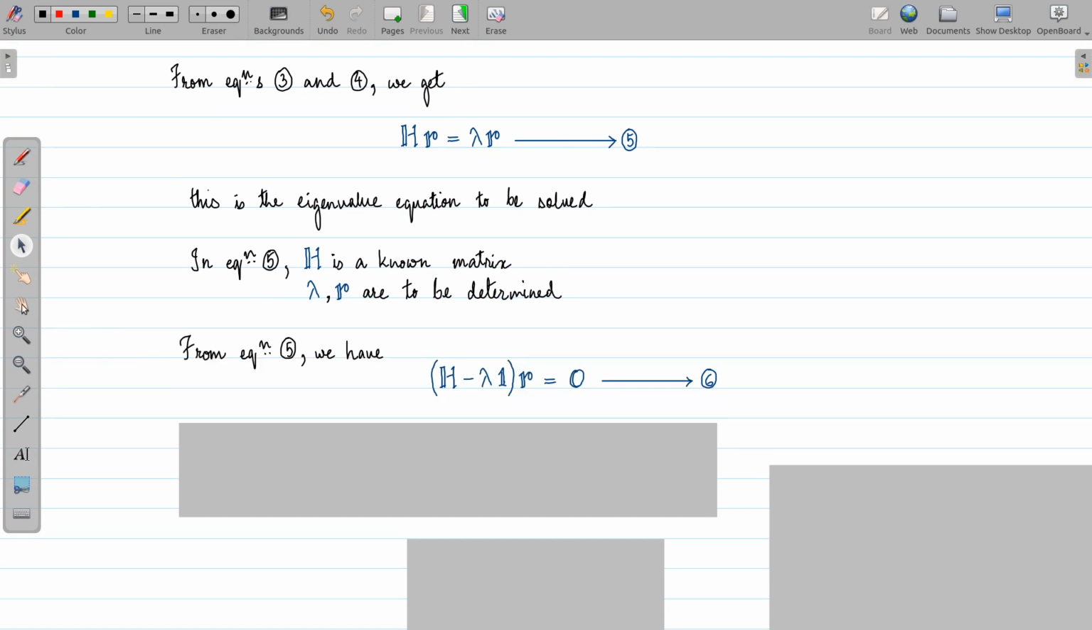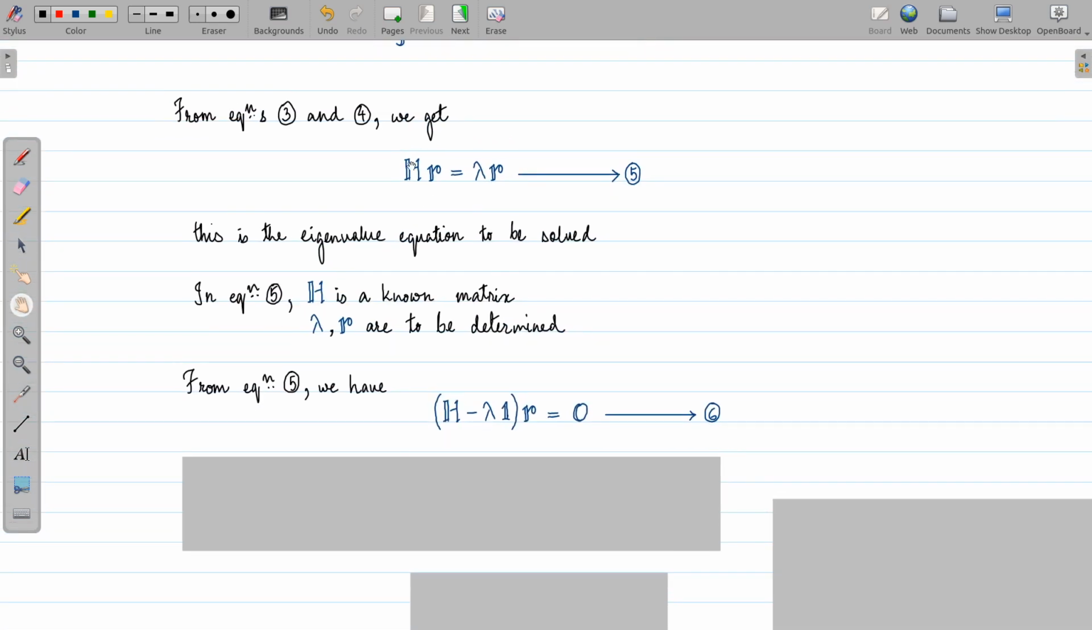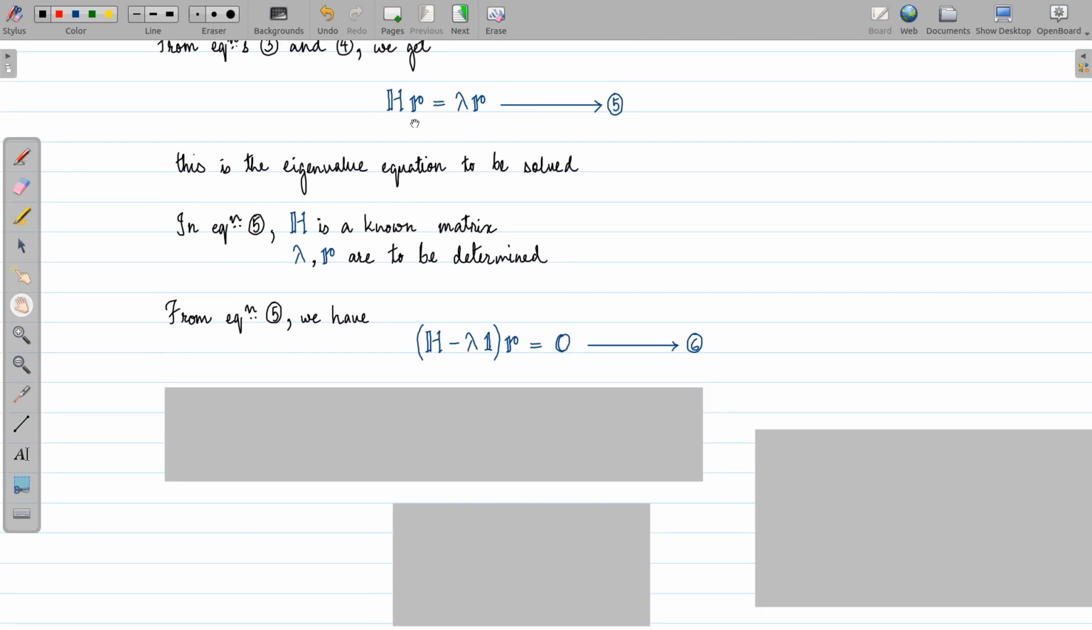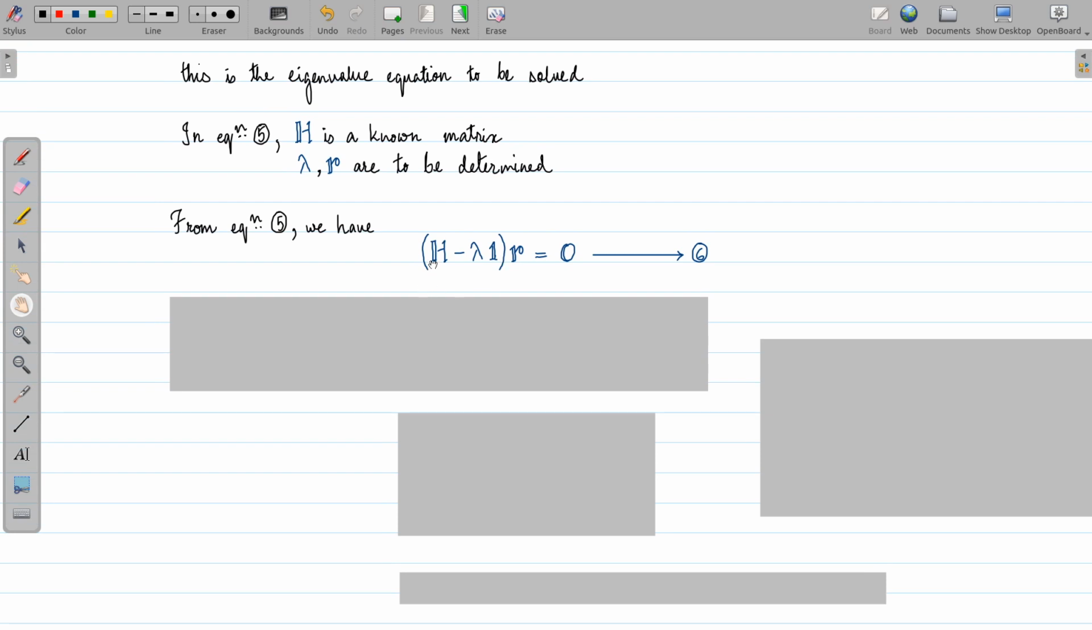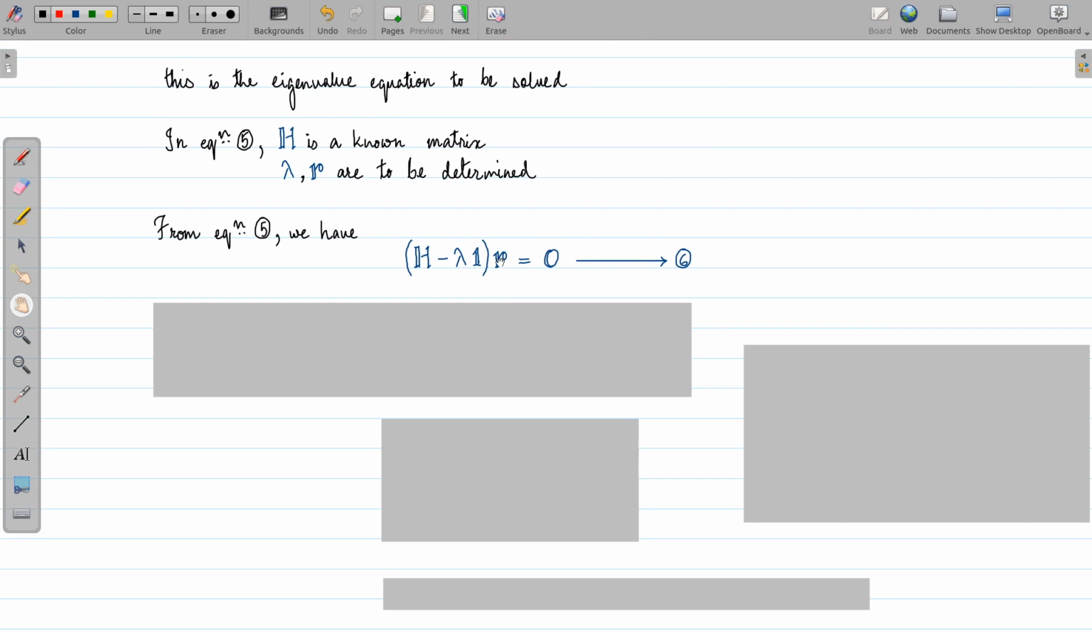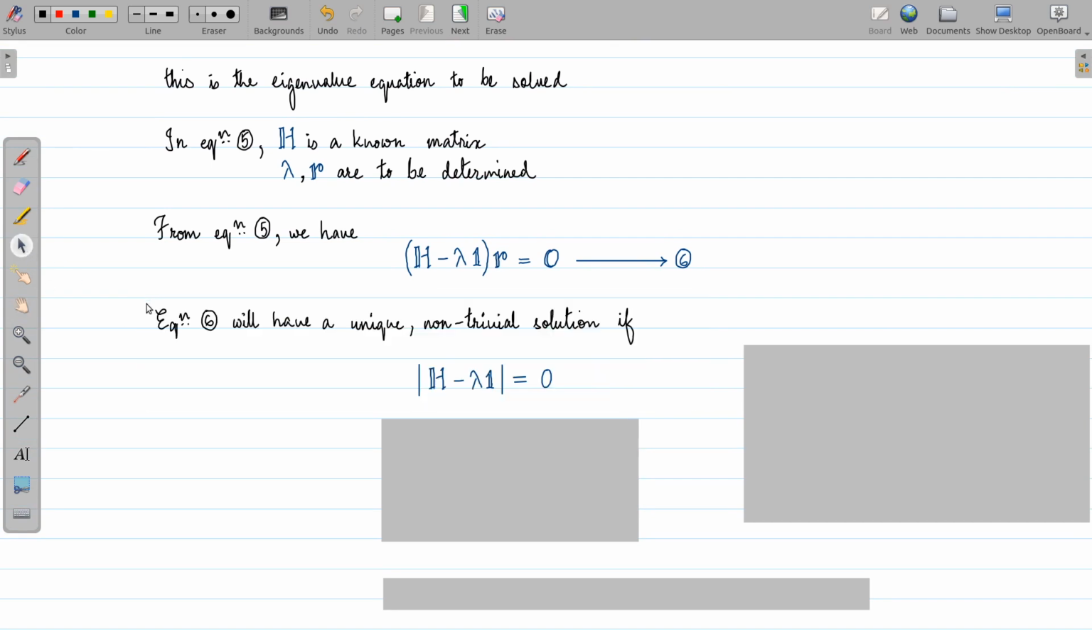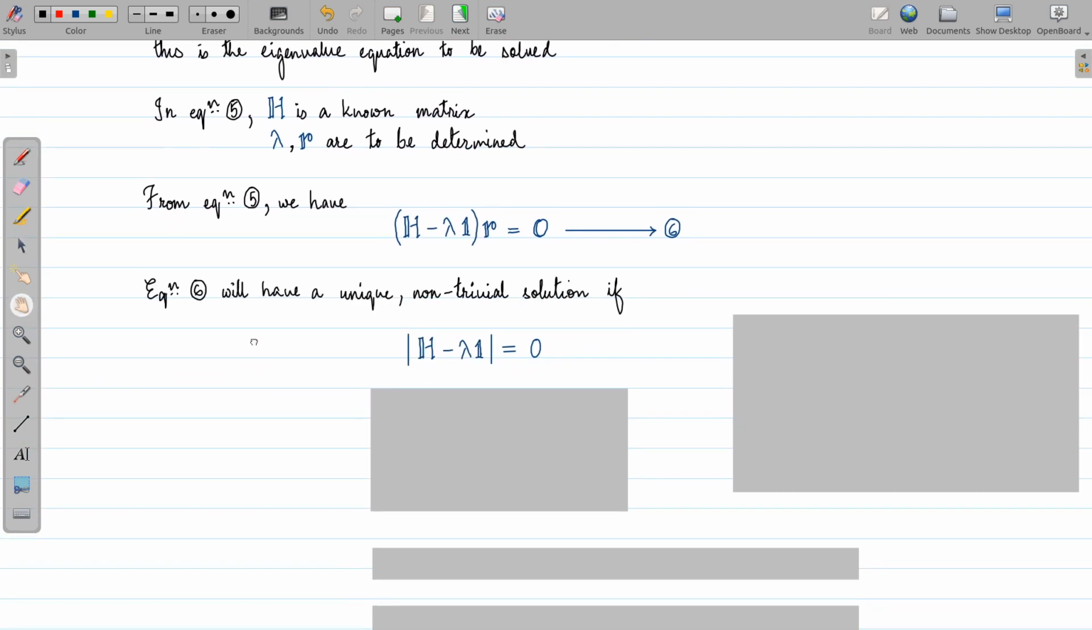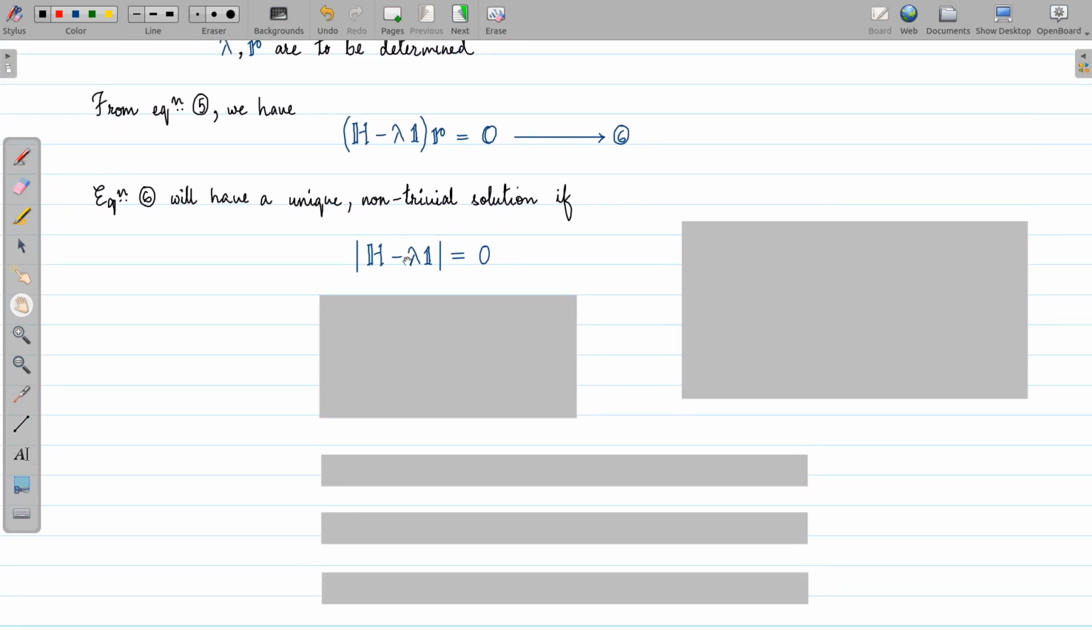So doing that is straightforward. From equation number 5, we take this lambda R onto the other side, and the lambda I multiply with the identity matrix. So we have H minus lambda into identity matrix times R is equal to 0. We'll call this equation number 6. Then this equation number 6 will have a unique non-trivial solution if the determinant of this matrix H minus lambda I is equal to 0.